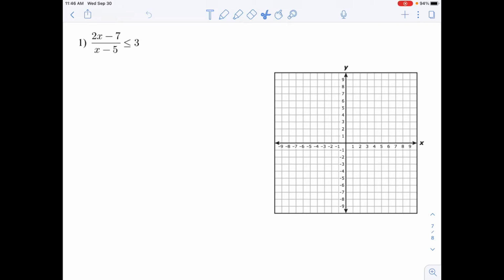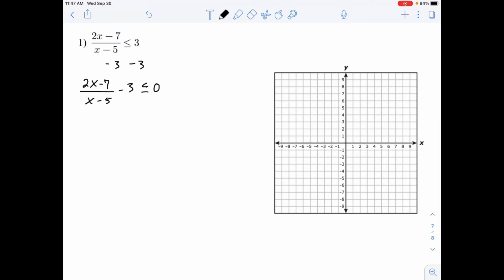Hi guys, so we're going to pick up with solving inequalities that contain rational expressions. So looking at number one here, what we want to do, just like we did with the polynomial inequalities, is to get this to 0 on the one side. So in order to do that, we're going to subtract 3. And when we do that, we get (2x minus 7) over (x minus 5) minus 3 is less than or equal to 0. Now, don't think that you can cross multiply this up here like it's a proportion, because we cannot do that with inequalities, so don't get confused about that.